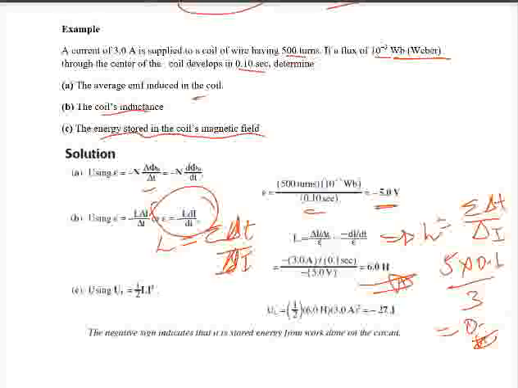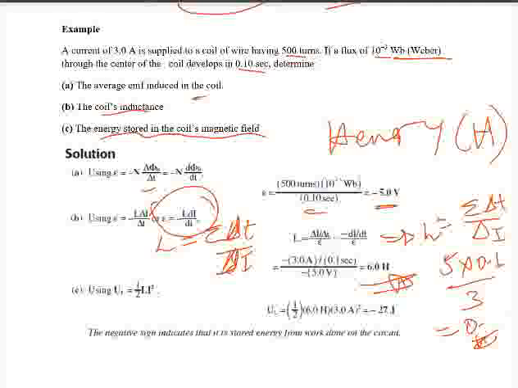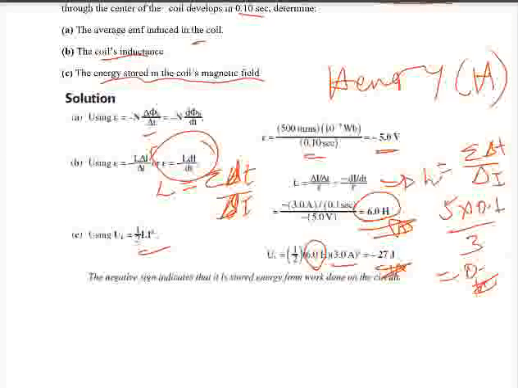And inductance is measured in Henry. The SI unit of inductance is Henry, and it is symbolized by capital letter H. Using the equation for energy stored in a coil, that is 1/2 times inductance times current squared. The inductance which we got here is not right. The real value is 0.5/3, and you can substitute that and multiply by the current squared. Finally, you get your answer. And the negative sign indicates that the stored energy is from the work done on the circuit.